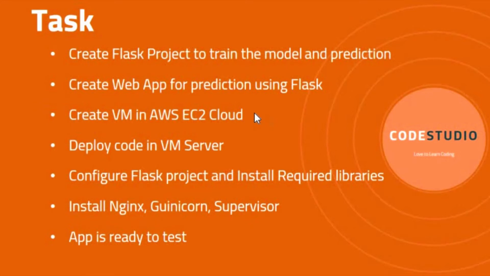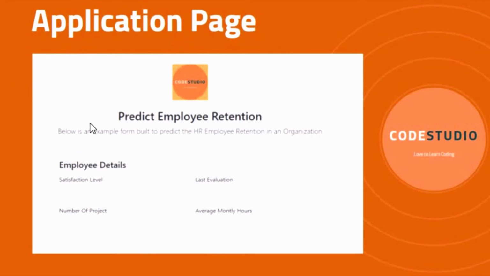Now the third point, from where we start deployment, is that we have to create a virtual machine in the AWS EC2 instance. Once we create the virtual machine, we need to deploy our ML code into the server, configure the Flask project, and install all the required Python libraries. And finally, we need to install some resources like Nginx, Gunicorn, and Supervisor to run our Flask application. Once we are done with the deployment, you will see this kind of application where we can enter the employee input details and predict the employee retention of a particular organization.